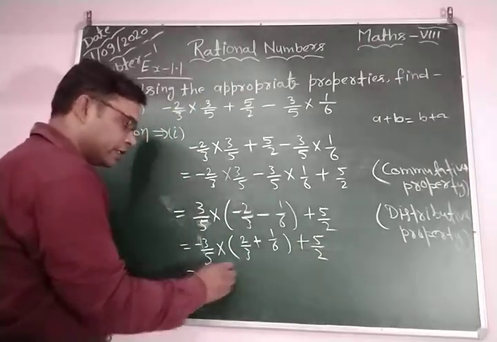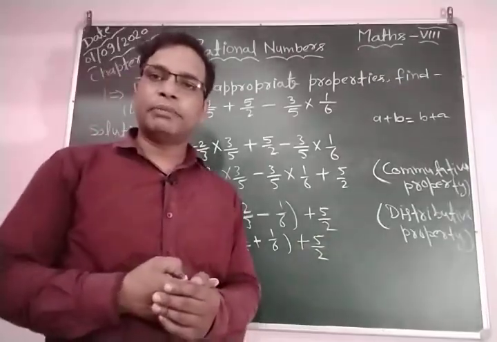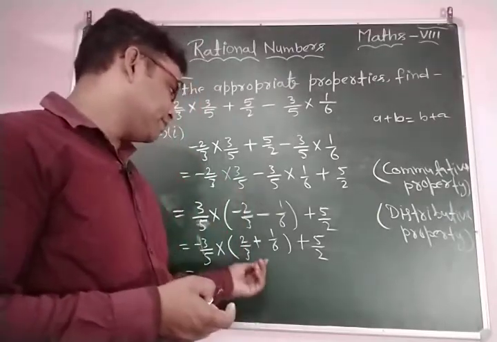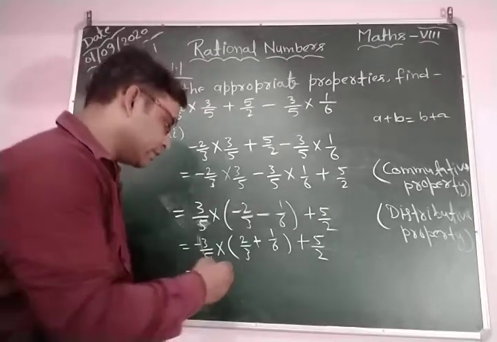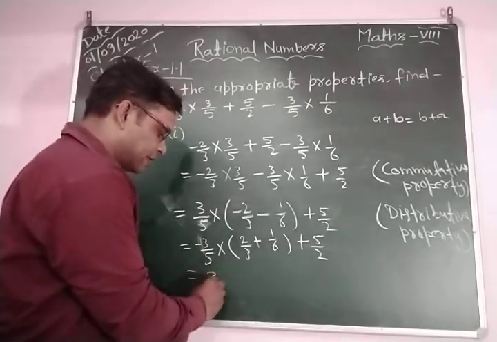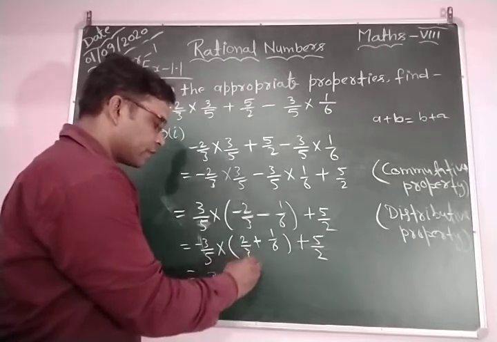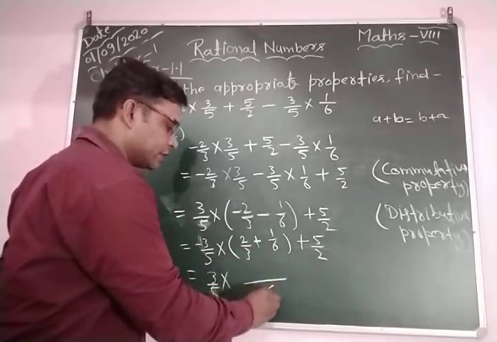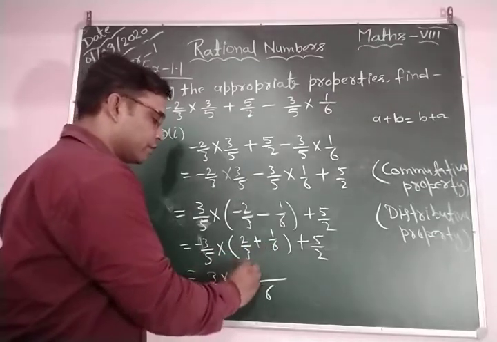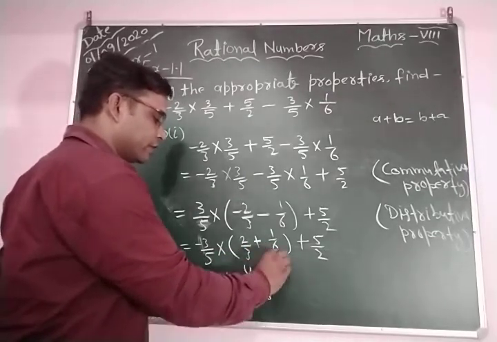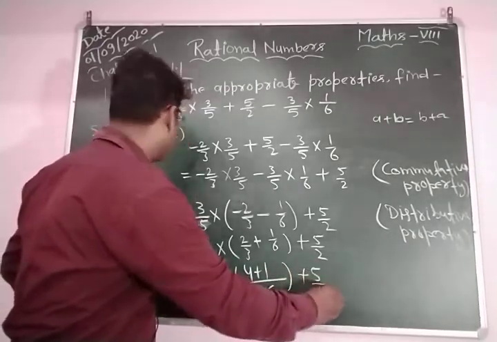Now what is the LCM between them? Because 6 is the multiple of 3, it means that 6 is the LCM of 3 and 6. So we can write here 3 by 5 into, this is 6, 3 times 6, 2 times 4 plus 1, plus 5 by 2.